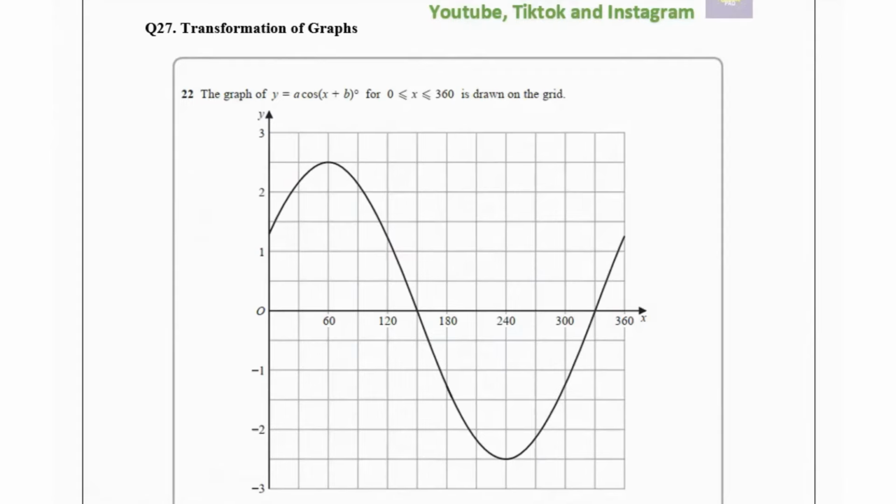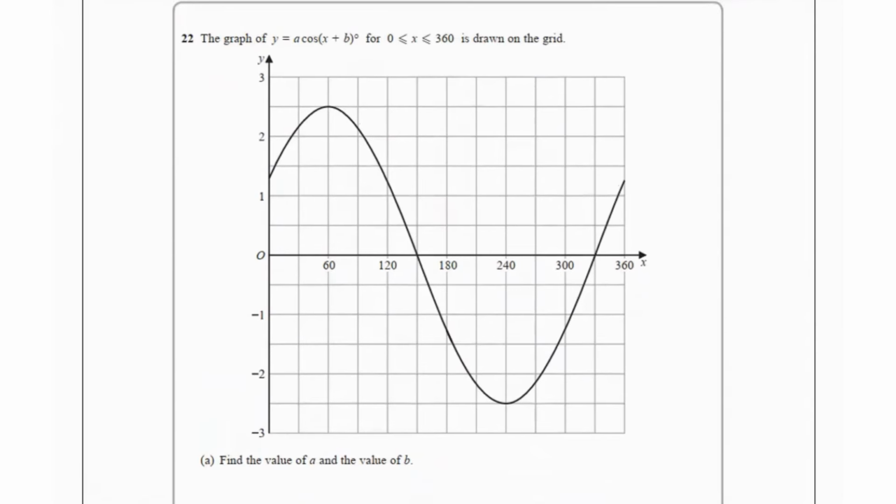We have to find the value of a and the value of b. So for the value of a and b, the function we're looking at is the cos function. For these types of questions, you need to know the basic shape of a cos function. The graph of y equals cos x looks like this, with a maximum value of 1 and a minimum value of -1. The minimum value is at 180, the maximum value is at 0 and 360, and the x-intercepts are at 90 and 270 for 0 to 360.